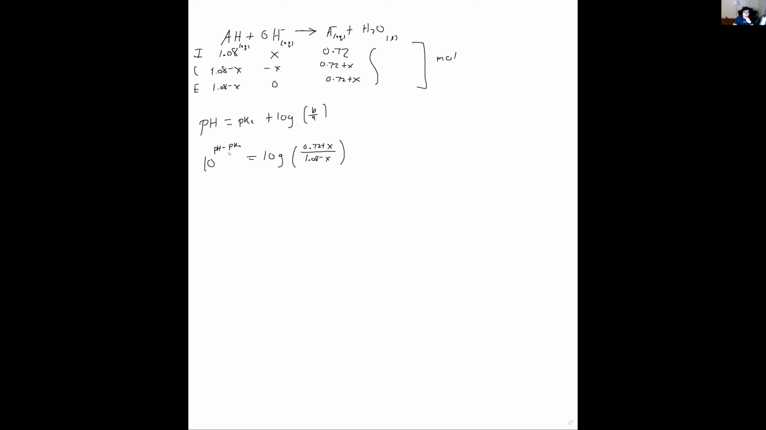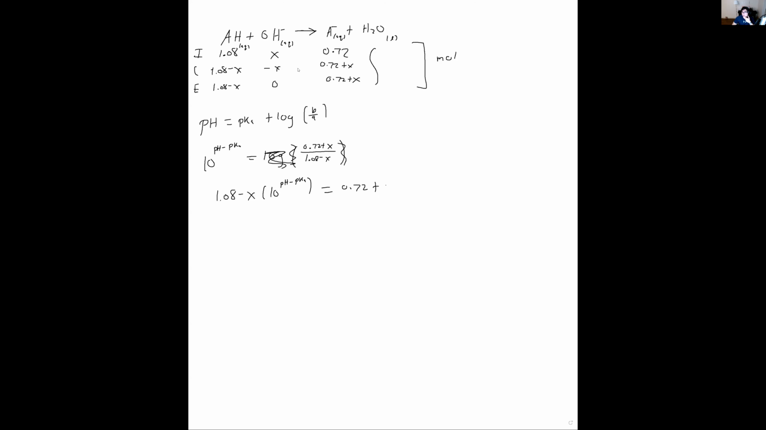Oops, I should get rid of this log. I already did the 10 to the power. My bad. So then we just solve for x. So we get 1.08 minus x times 10 to the pH minus pKa, 0.72 plus x. Why is it not zero but x? I don't know why they add an x here. That just doesn't really make any sense to me, because you won't end with x either. You add some amount of hydroxide and then it disappears. That's how it actually happens.